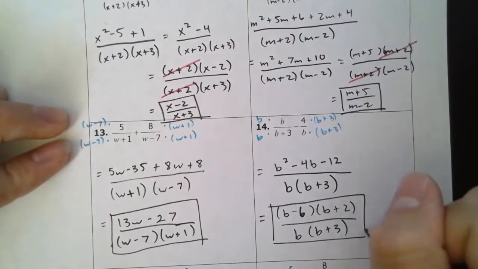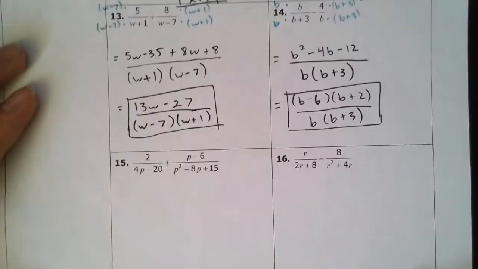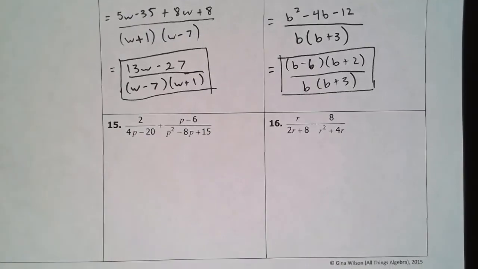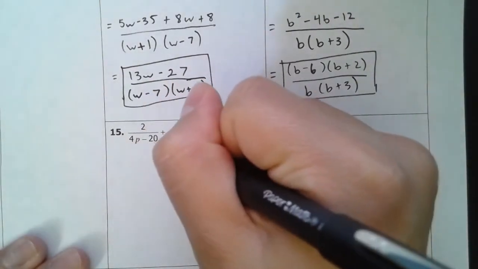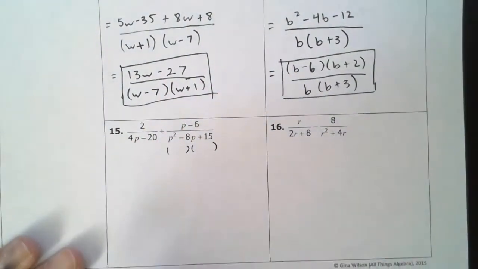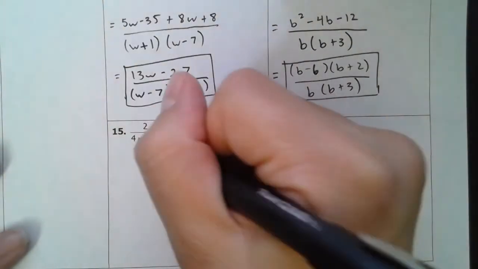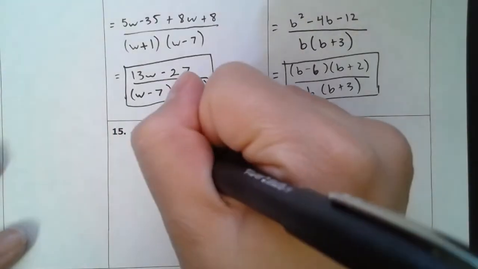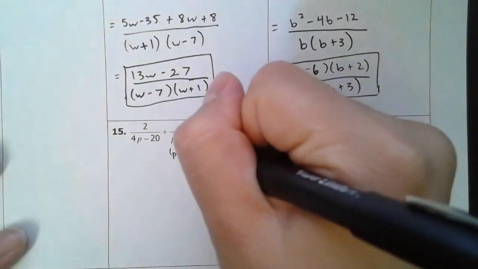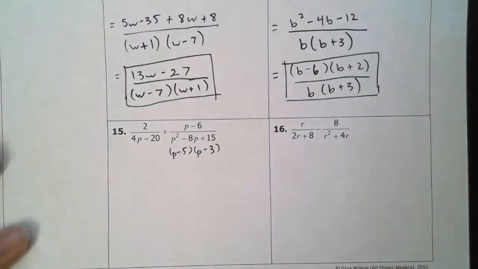Alright, last two. You're going to want to, oh boy, let's rewrite the one on the right here in the bottom and see what those binomial factors are, and see how we can compare to the left one. So I have p minus 5, p minus 3.